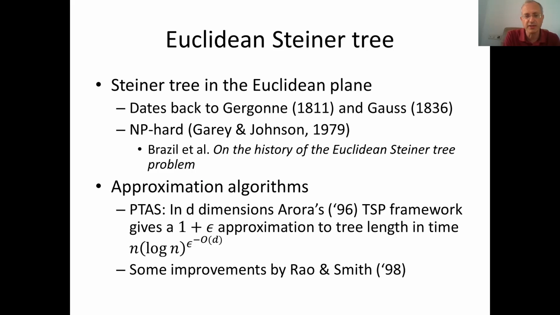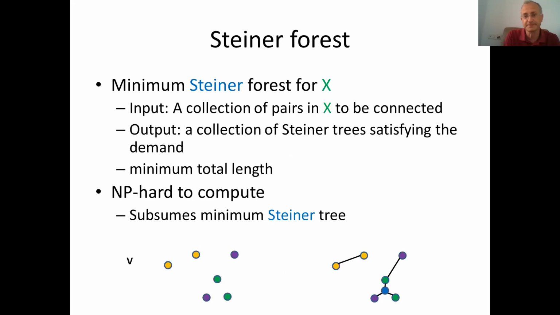In terms of approximation algorithms for Euclidean space, Arora's traveling salesman framework from 1996 also applies to this problem. It gives a 1 plus epsilon approximation to Steiner tree in time n times a polynomial in log n, and Rao and Smith gave some improvements. There's also been some other work, but this is the basic approach.